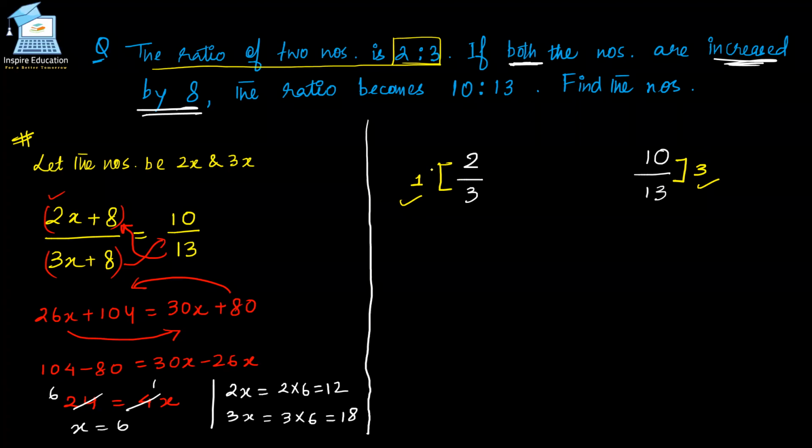Okay, this gap is 3. This gap is 1. So simply you need to multiply it by 3. And in ratio, we all know that whenever we multiply something, we need to multiply it to every part of the ratio. So the ratio will become 6 by 9.